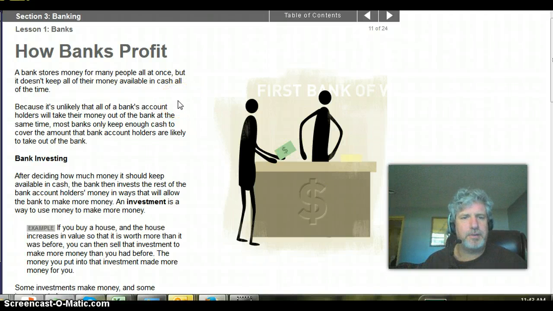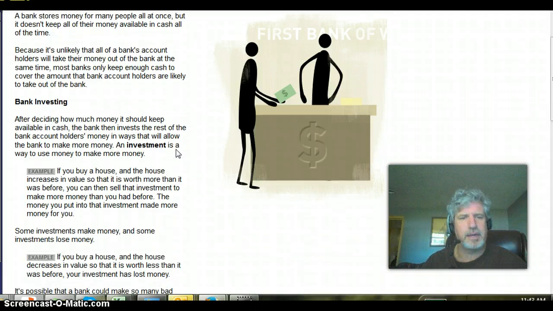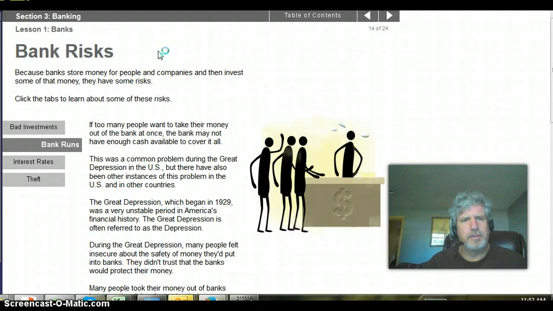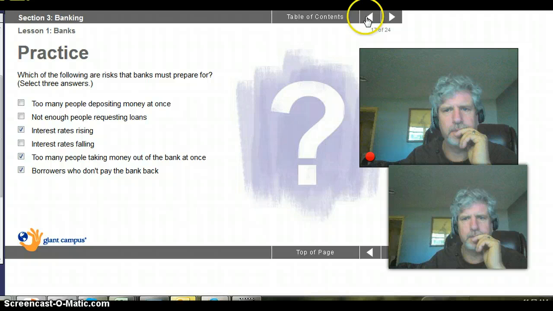A bank stores money for many people all at once, but it doesn't keep all of their money available in cash all the time because it's unlikely that all the bank's account holders will take their money out of the bank at the same time. Most banks keep only enough cash to cover the amount that bank account holders are likely to take out of the bank. There are other bank risks as well.